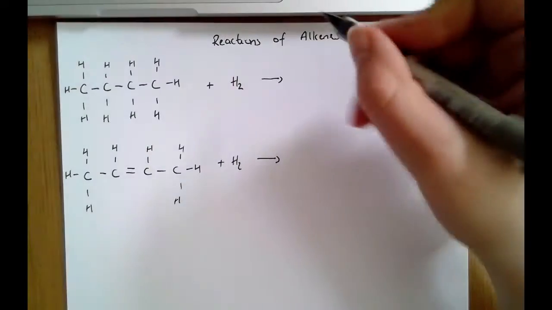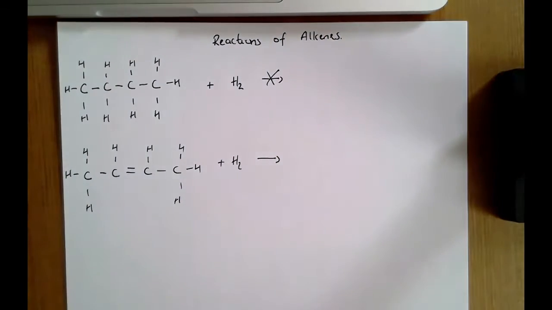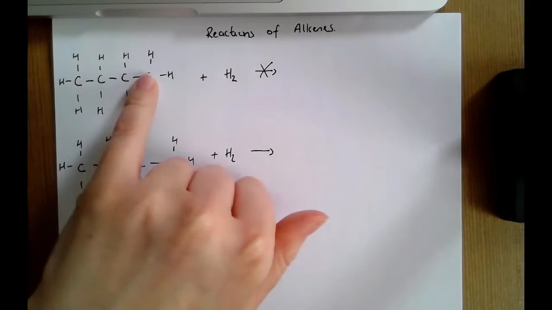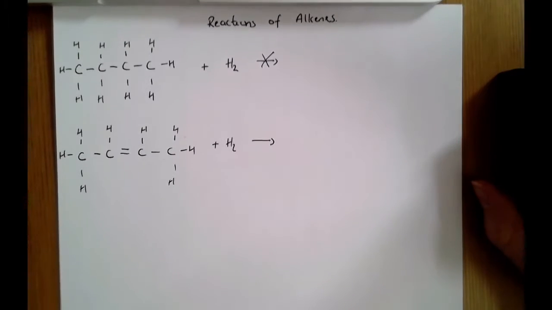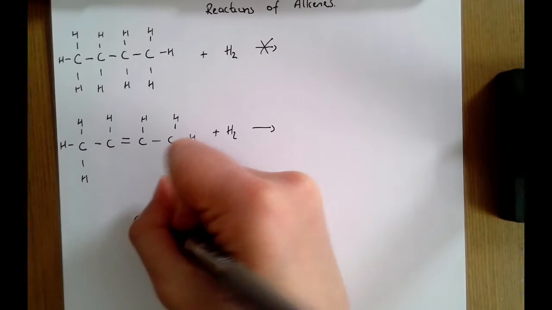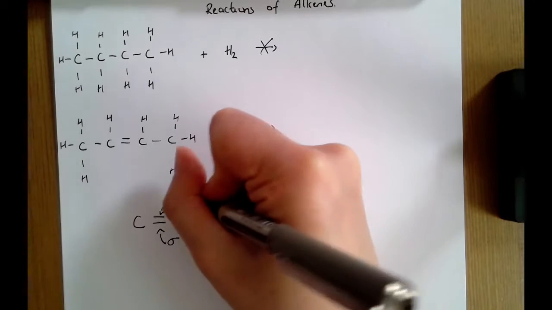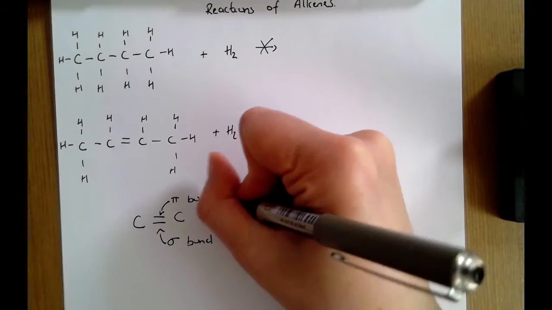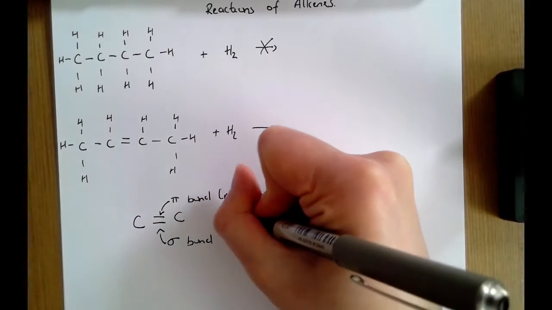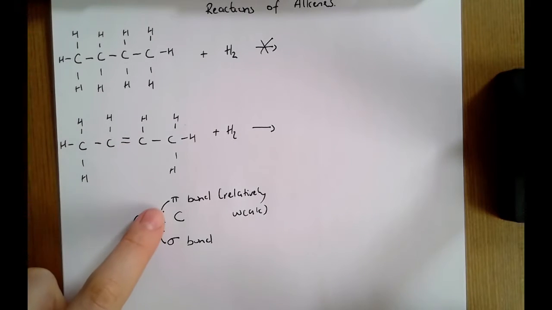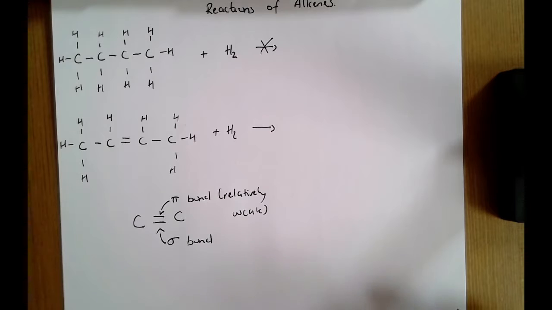So if I just had an alkane, it's not going to react with hydrogen. Underneath, I've drawn out the alkene, and the only difference is that instead of having all single bonds, I've now got one double bond in there. That carbon-carbon double bond consists of a sigma bond and a pi bond. And that pi bond is relatively weak, so it is weaker than a carbon-carbon single bond. Because it's relatively weak, it is willing to break. And when that pi bond breaks, then you are going to have room to form new bonds with other reactants.